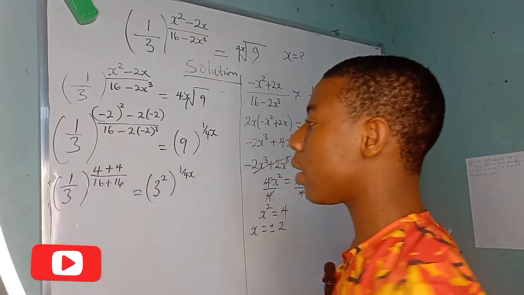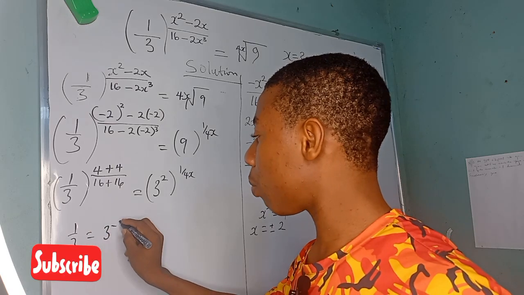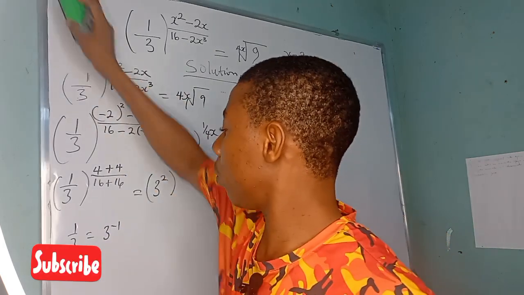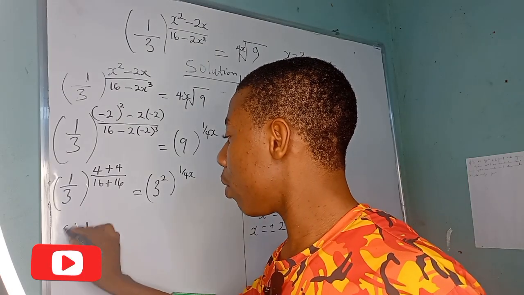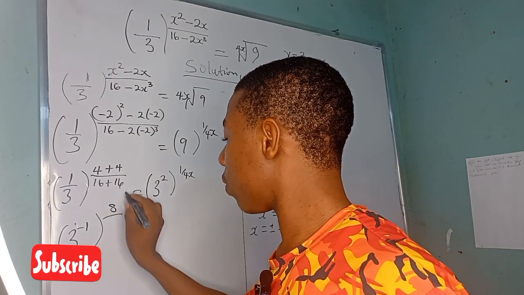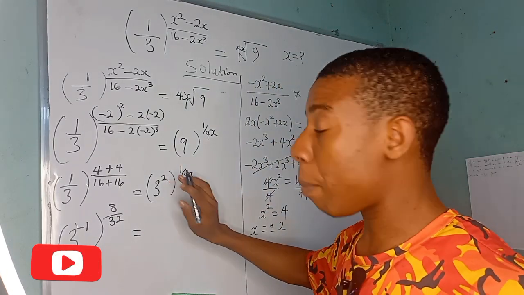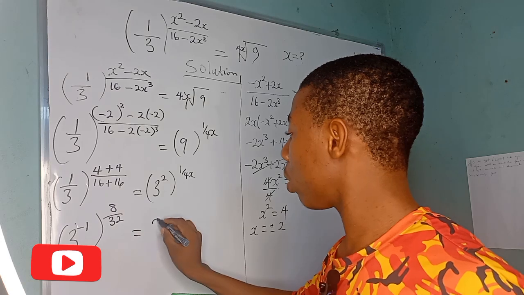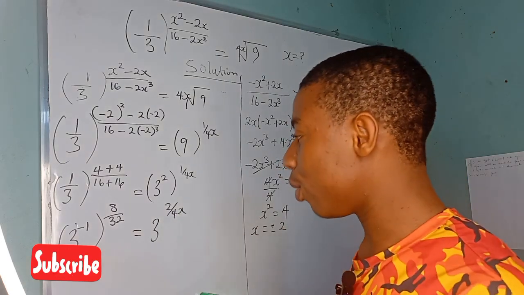Now I'm coming to my left hand side. I'm going to make this 1 over 3. You know 1 over 3 is 3 raised to power minus 1. So let me write it in that form. We have 3 raised to power minus 1, 4 plus 4 is 8, over 16 plus 16 is 32, equals, apply power law here. We have 2 times 1 is 2 over 4x.